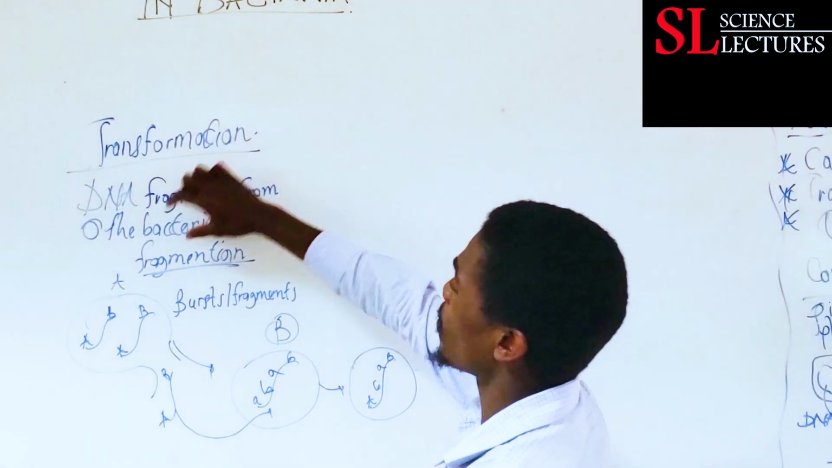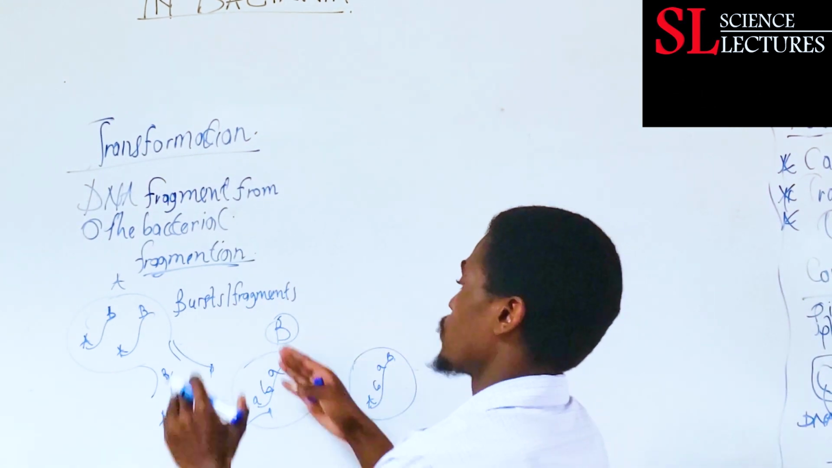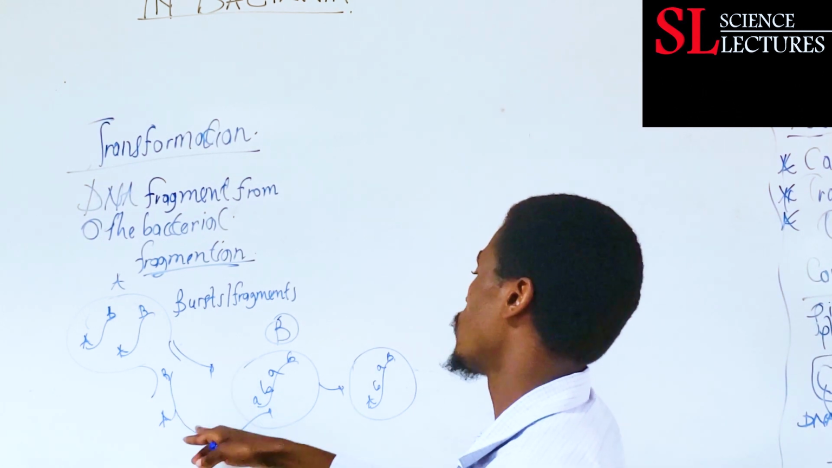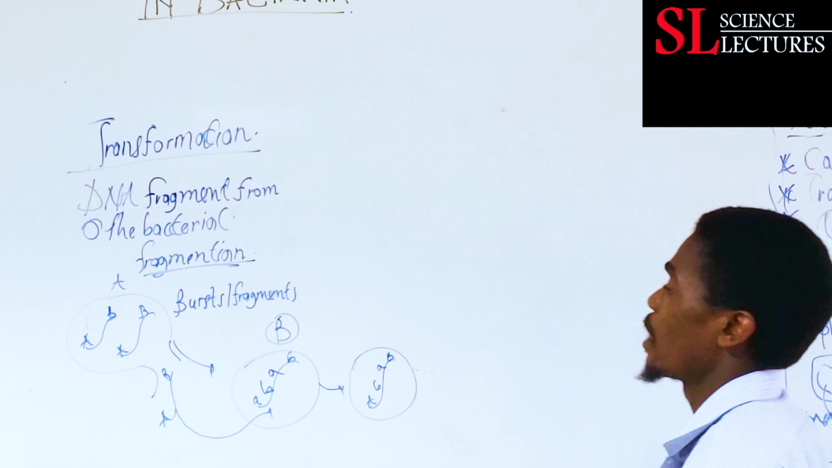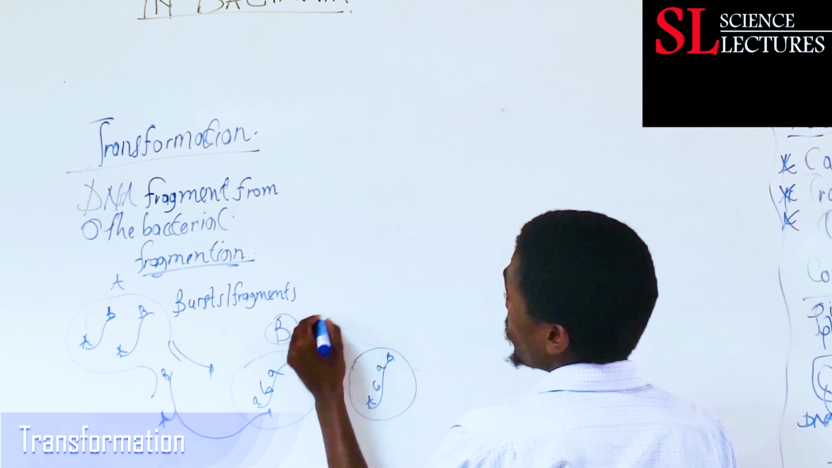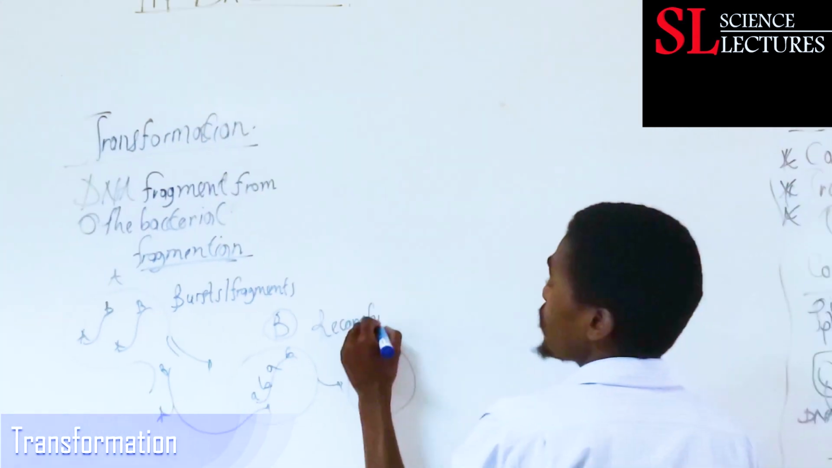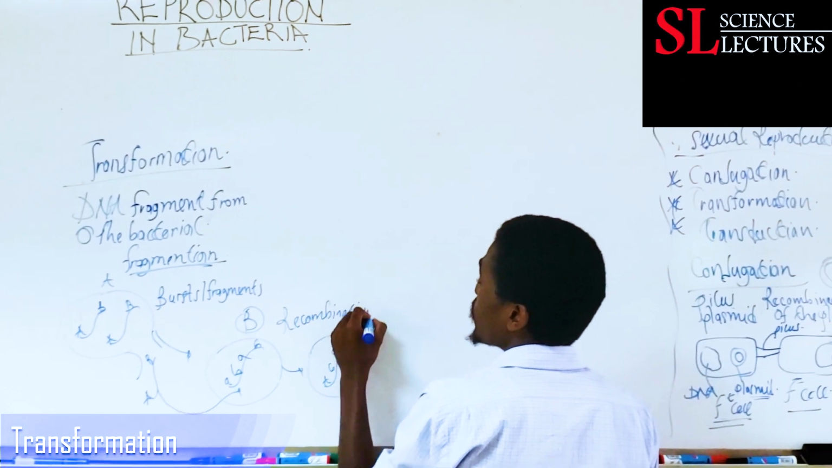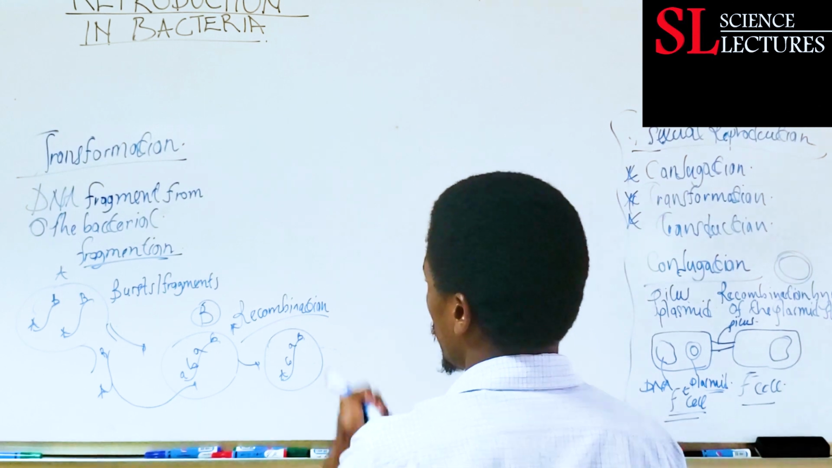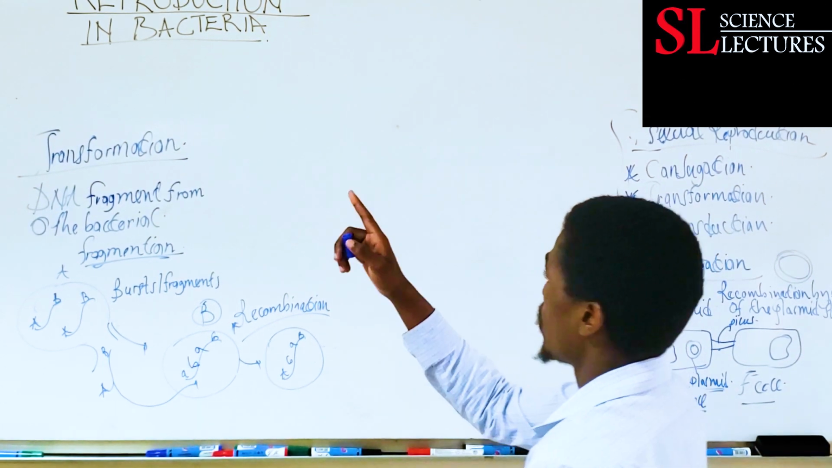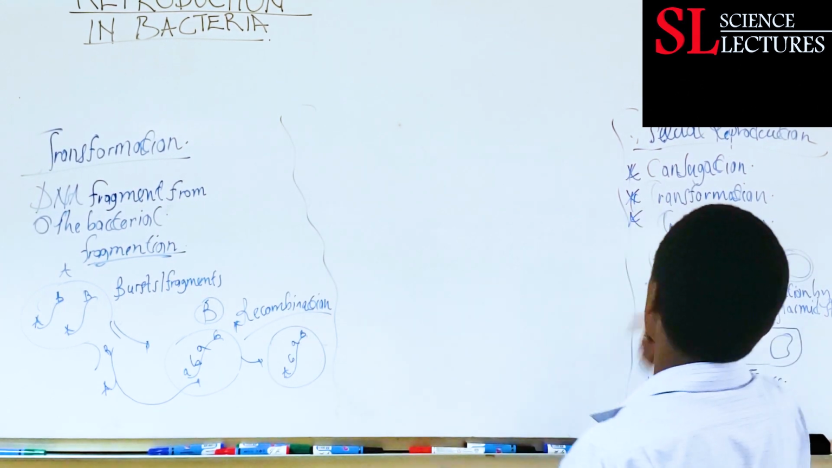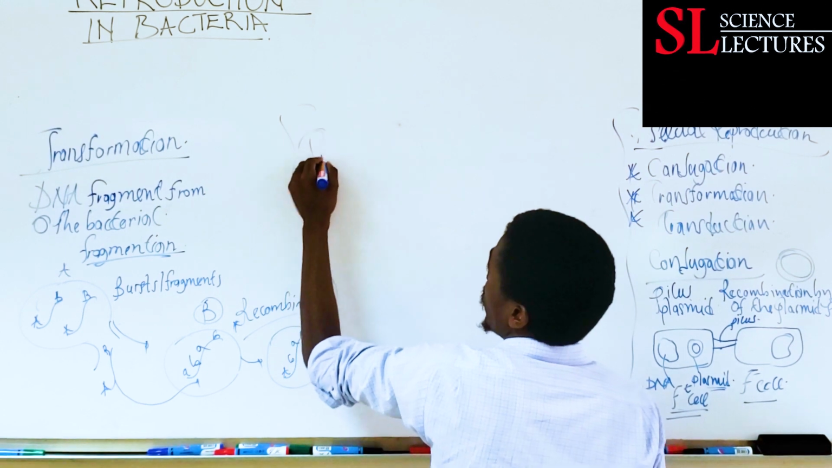We have DNA fragments in the environment, or DNA fragments from other bacteria that burst or fragment, releasing this genome that is later incorporated into other bacterial cells. So this also leads to what we call recombination. We have a variation from the genome of the cell that we initially had to the genome of the cell we currently have. So that is it with transformation. Then let's dive into transduction and see what happens.